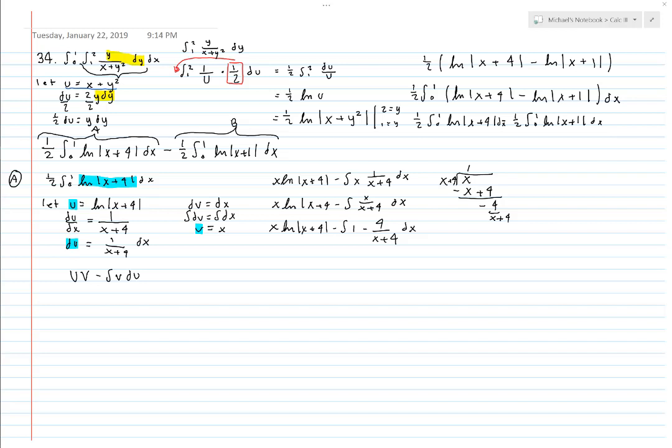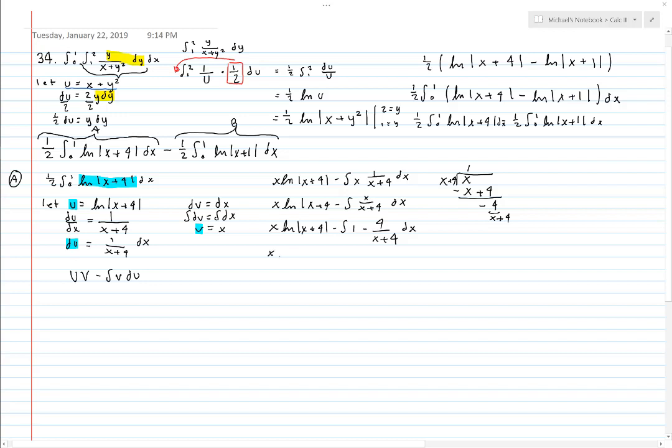Let me double check. Because it's going to be x ln of x plus 4. And then the integral of 1 is x. Yeah, and it's going to be plus 4 ln of x plus 4. But that's a minus sign. So one thing that's really tricky is the signs. You got to get the signs right. It would be a minus sign, but there's a minus out in front, so that makes it a positive.